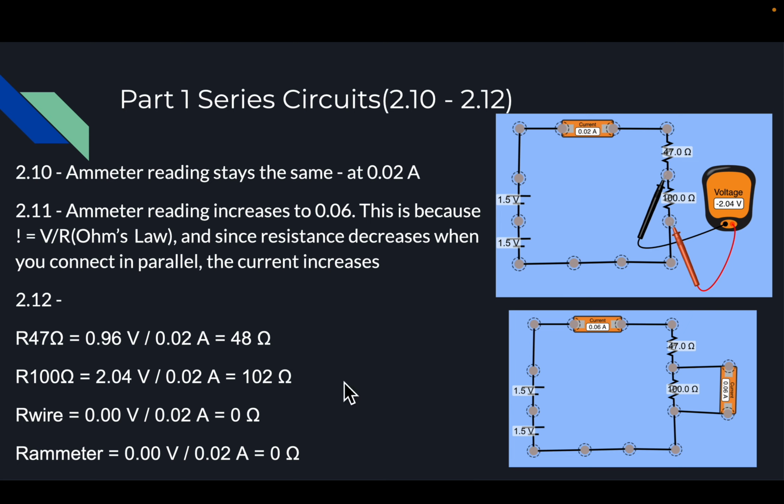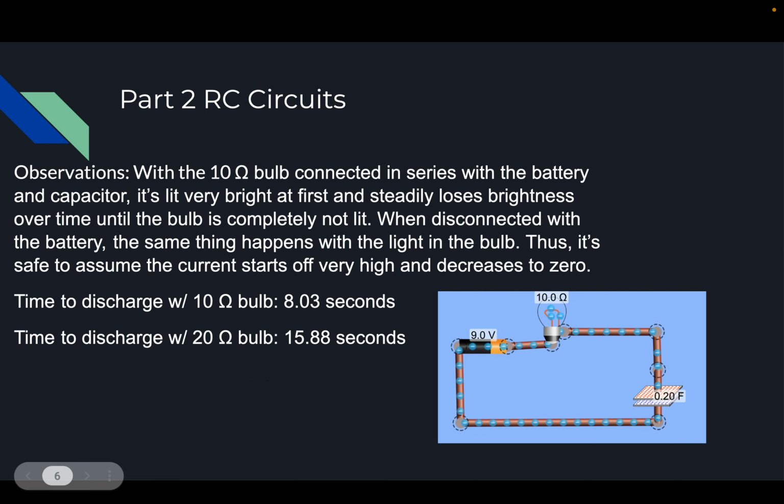Now for these here, the 47 ohm resistance is 48 ohms when calculated here, and then for the 100 ohm resistor it's 102 ohms. So it's slightly different because the resistance of the wire is taken into account a little bit with these calculations. But then for the wire and ammeter, calculation shows that it's 0 ohms.